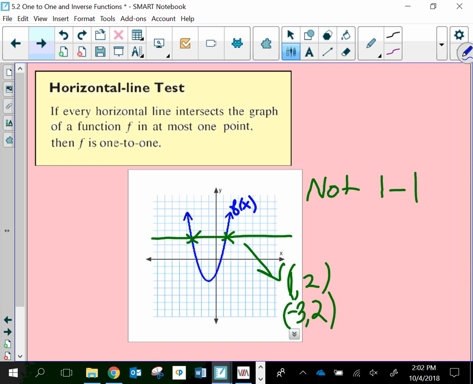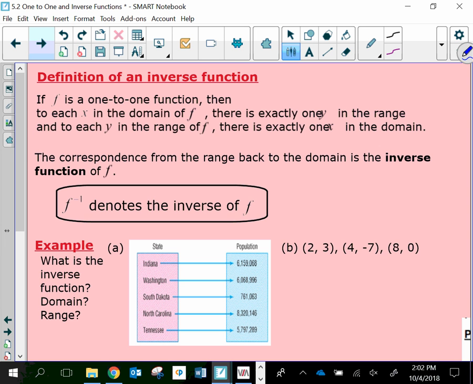All you do is find one place where that happens. I could find 1,000 places that that's going to happen. So the horizontal line tests for 1 to 1. The vertical line tests for what? Functions in general, right? So this is a function, just not a 1 to 1 function. Okay? All right. Okay. Let's talk about inverse functions again.